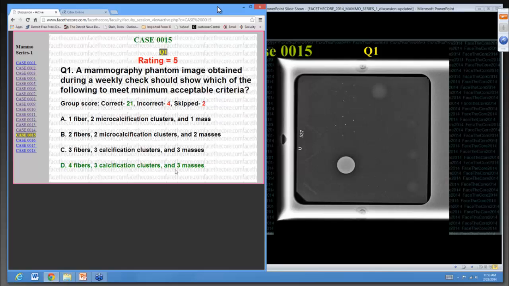So again, a phantom is to evaluate background density, contrast, uniformity, and number of objects seen. It simulates a 4 to 4.5 centimeter compressed breast, which actually contains in this phantom 6 different fibers, 5 groups of microcalcifications, and 5 masses. However, the ACR criteria requires a minimal score of visibility of at least 4 fibers, 3 microcalcifications, and 3 masses.